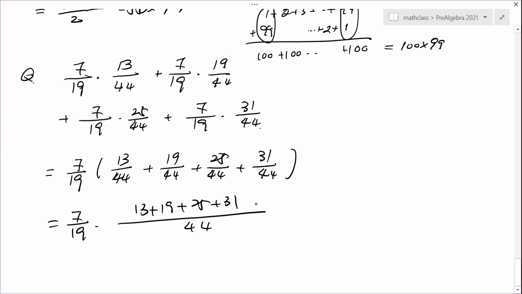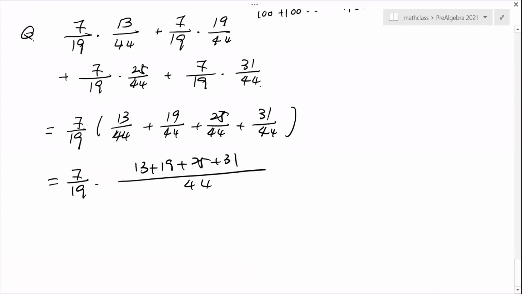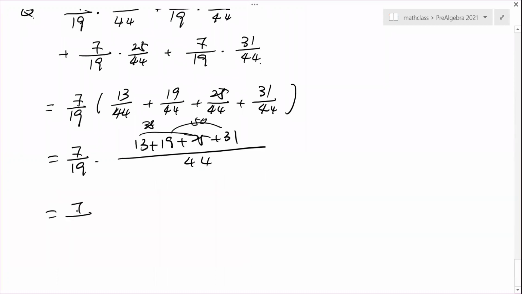Now, even when you add those numbers, there was some trick here, right? So 19 plus 31 should add together first. That is going to be 50, right? Then 13 plus 25 is going to be 38. So you will see that it would be 88 over 44. Great, 88 is double the 44.